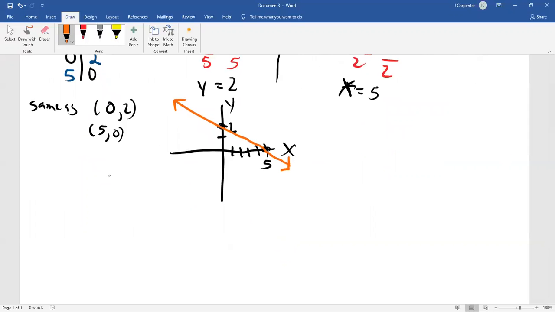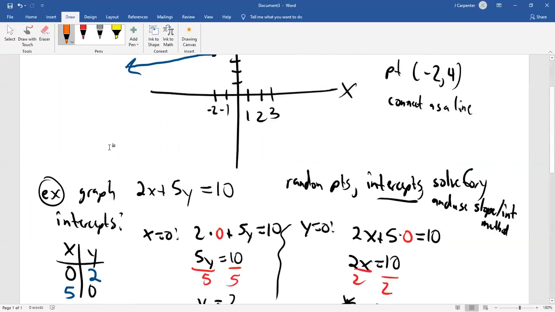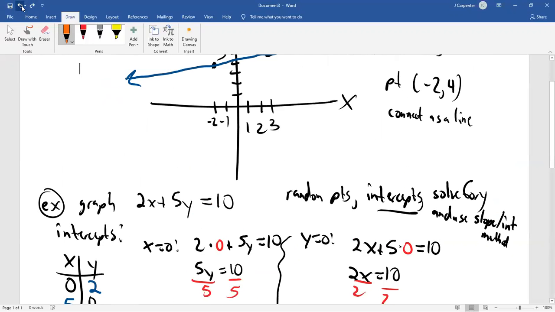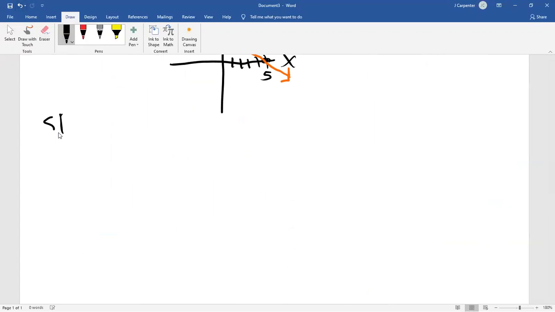All right, as a reminder, slope-intercept form. Let me go back to black. I also have a button on my pen that makes me mess up occasionally.